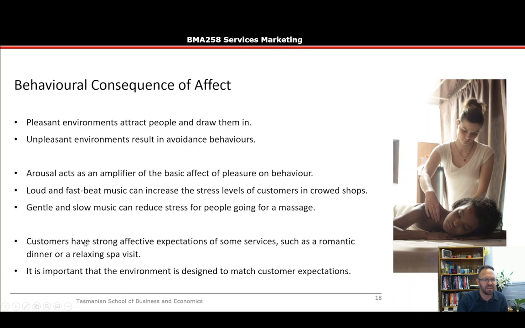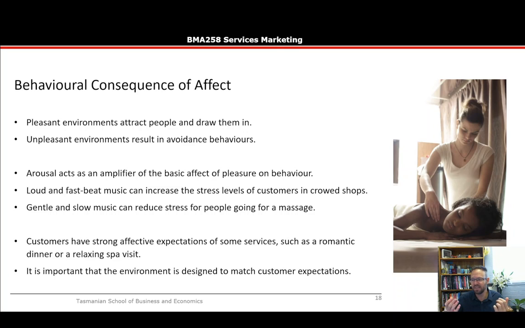So arousal acts as an amplifier of the basic effect of pleasure on behaviour, and loud and fast beat music can increase the stress levels of customers in a crowded shop. Now, if loud and fast beat music is pleasant for your customers, they're going to be stimulated in a positive way, excited, right? If it's unpleasant for them, they're going to be distressed and they're going to want to leave. So with the same environment, basically the same stimulus, different customers are going to react in different ways.